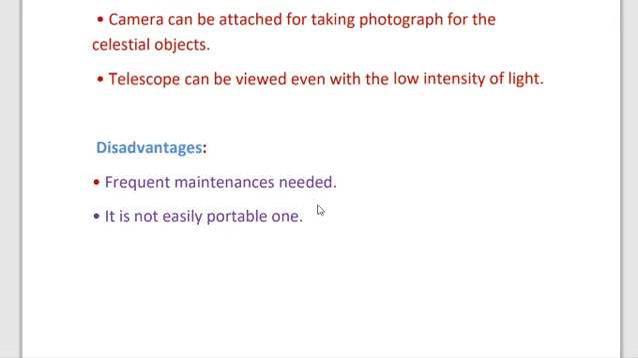Then disadvantages: frequent maintenance is needed. It is also not easily portable. Portable means we can move it from one place to another place. It is not easy for this type of telescope.